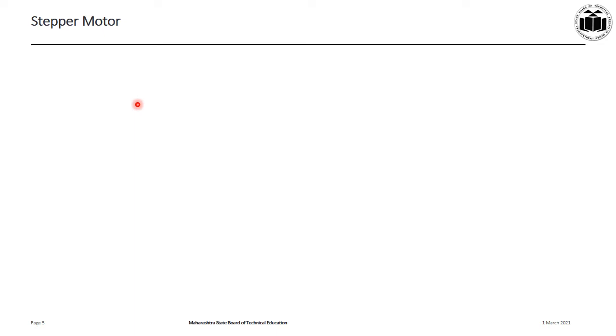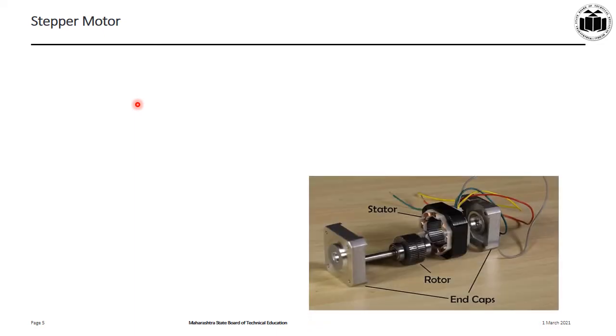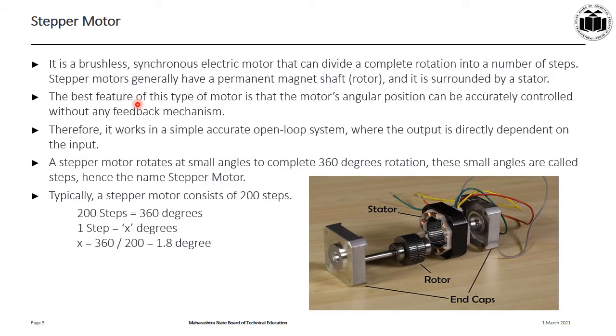Let us look into some basics of stepper motor. Nice photo of stepper motor and the internal circuitry. It is a brushless synchronous electric motor that divides complete rotation into number of steps, hence the name stepper motor. The best feature of the stepper motor is that angular position can be accurately controlled without any feedback mechanism. Thus it works in a simple, accurate open loop system where output is directly dependent on the input.